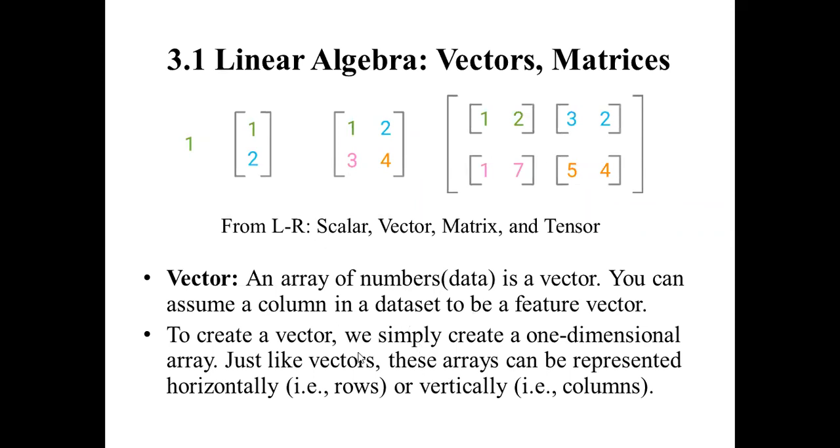So let us see the terms. An array of numbers or data is a vector. So we can assume that any column in the data set is a feature vector. It means I can have multi-dimensional data, and within that, each column is a separate vector, or each row represents a separate vector. To create a vector, we simply create a one-dimensional array. These arrays can be represented horizontally or vertically; either way, we can represent a vector.